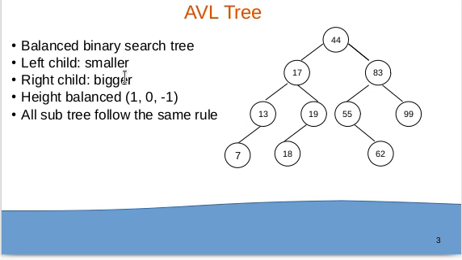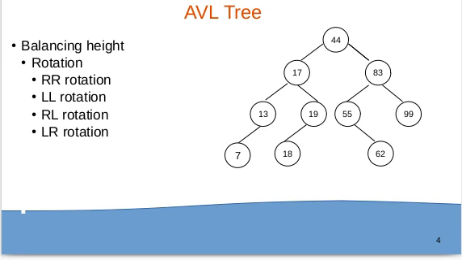So the properties of a balanced binary search tree are: the left child is always smaller, the right child is always bigger, and the height is always balanced, that is, the balance factor will be 1, 0 or minus 1, and all subtrees follow the same rule. So these are the properties of an AVL tree.